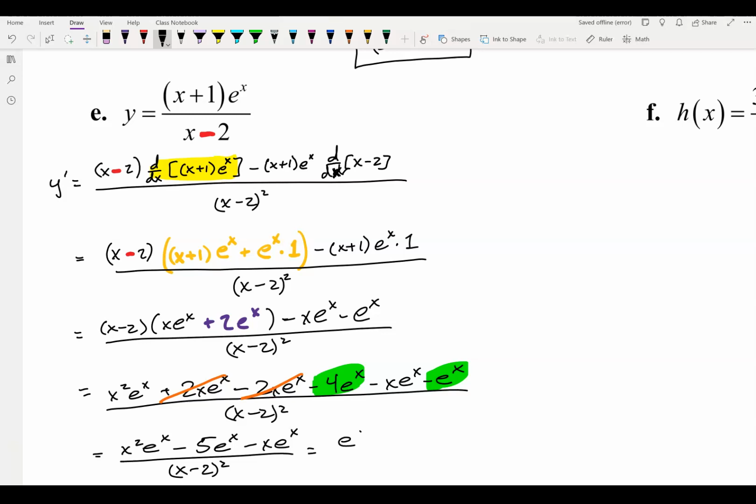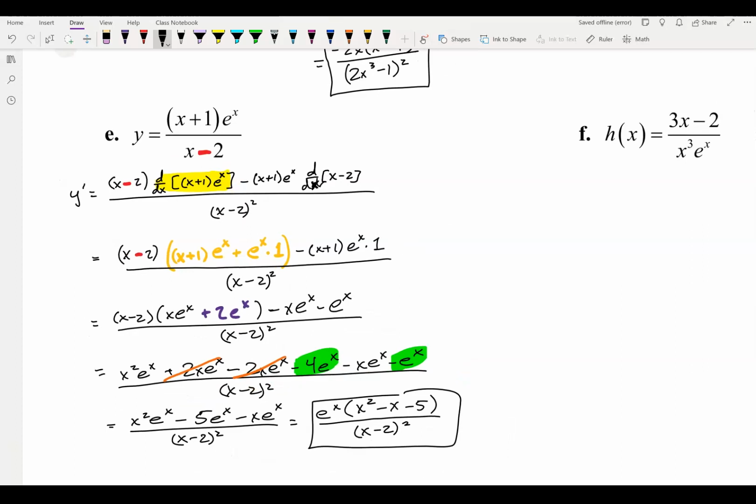You could factor out an e to the x and write x squared minus x minus 5, which does not factor for us. Would have been cool if it did, but didn't. So there it is. Okay, thank you for bearing with me through a couple of errors and not noticing a couple things, but I think we finally got there.